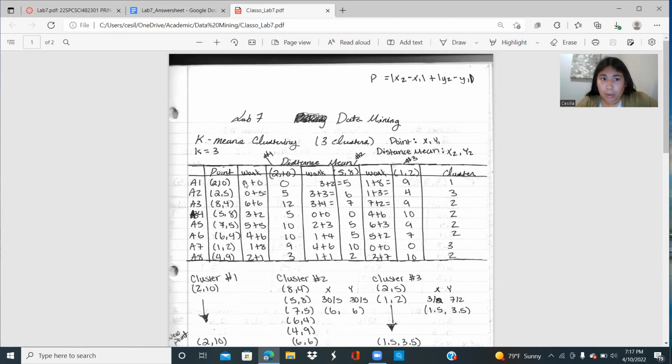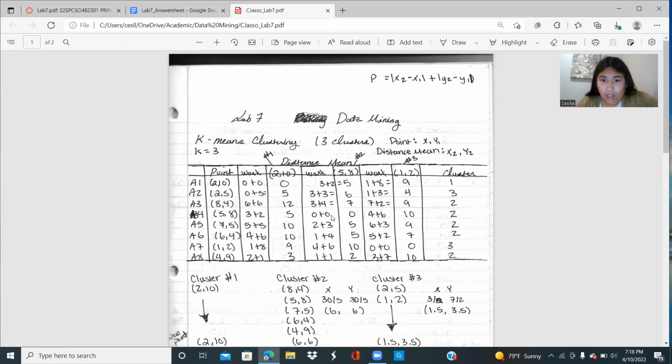For this example, since 2,10 compared to this data point has no difference, it would be a 0. For the following data point of 5,8, the difference between 2 and 5 is 3, and the difference between 10 and 8 is 2, so 3 plus 2 is 5, and so forth.